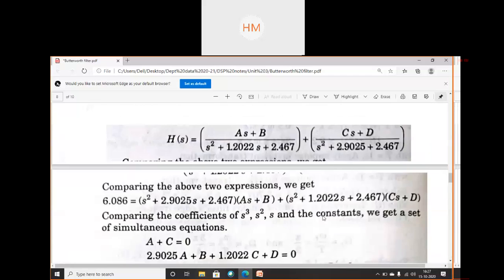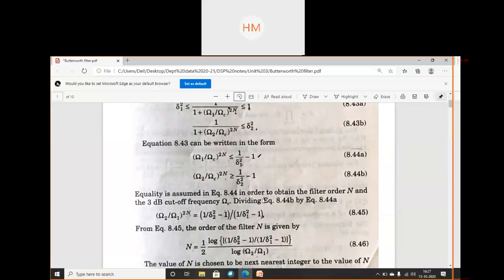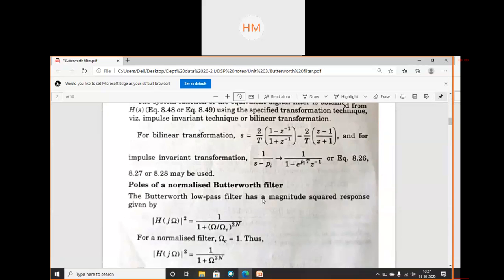If you have any doubt, we can discuss it. Otherwise, we will move to the next topic, that is the Chebyshev filter designing method. Do you want to ask anything in this regard, or should we continue? We should continue with the next topic now.